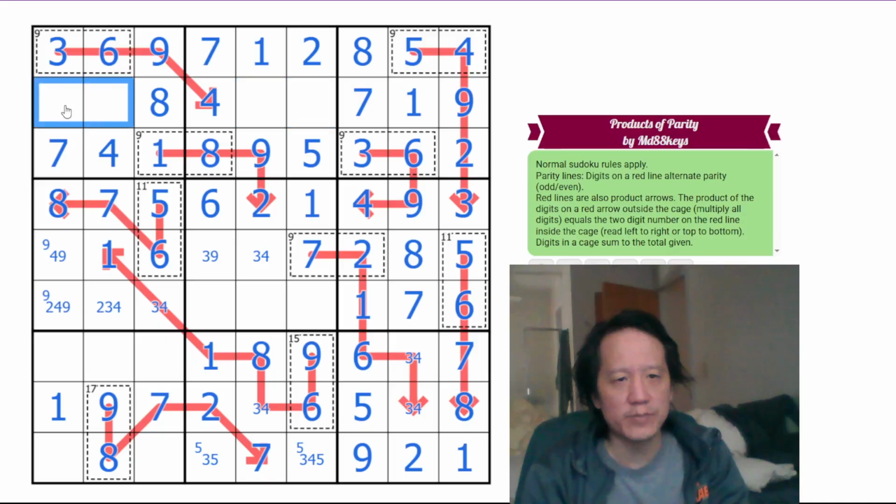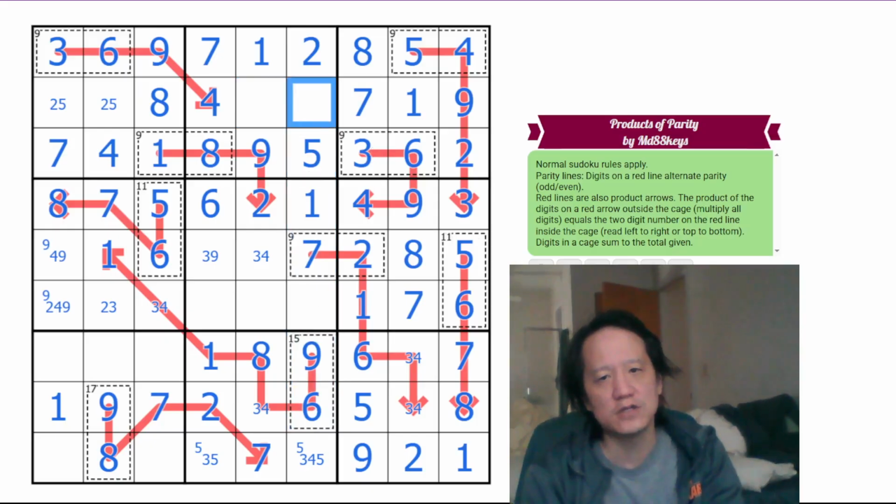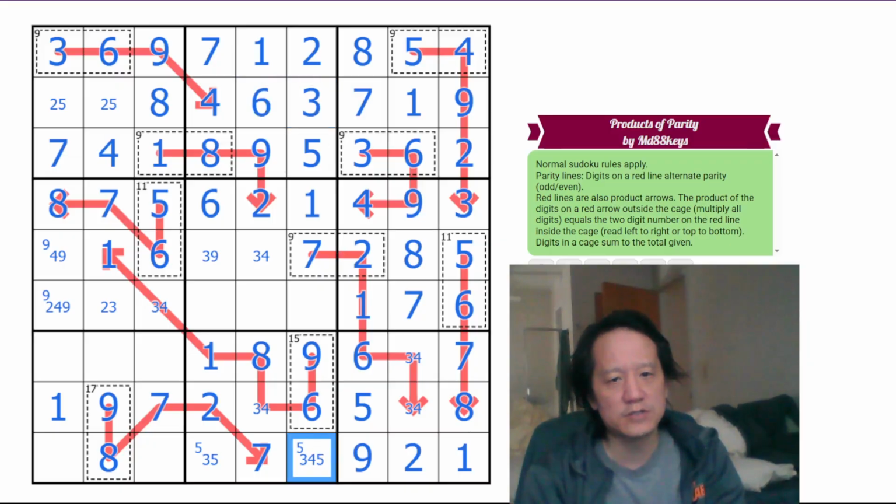Remaining digits in the upper left-hand box are 2 and 5. Either of those could be 2 or 5. This 4 eliminates 4 here. Remaining digits in the upper central box are 3 and 6. 6 cannot be here because of 6 in the column. So this is 3, which makes this 6. 3 eliminates 3 here.